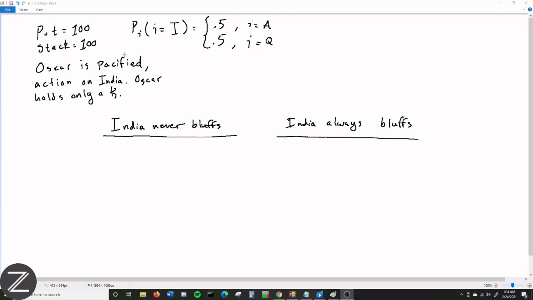The pot size is 100 and the stack is 100. Oscar is pacified, meaning he cannot bet or raise. All he can do is check or call India's bet. This is a one street game, so in this scenario, the action is on India, and she has a decision.